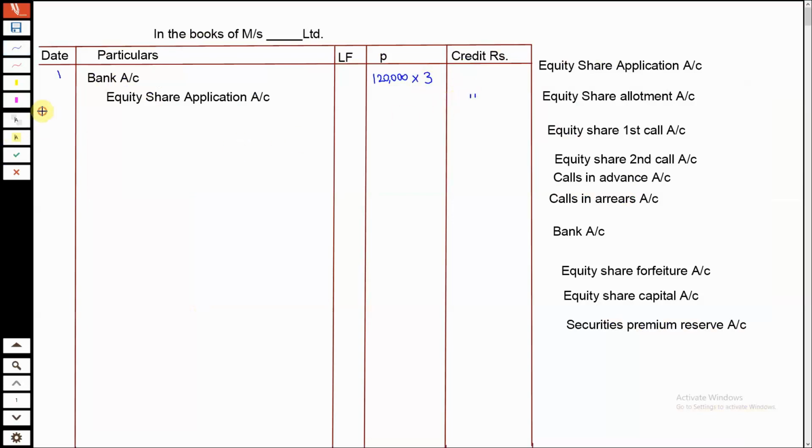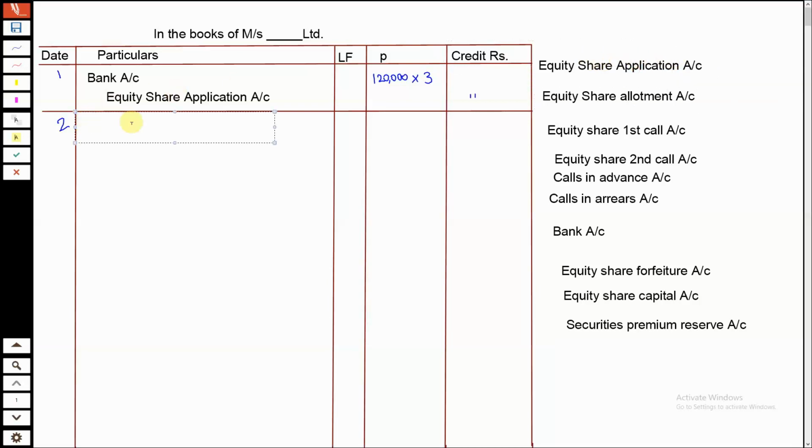So I hope you are clear about the first journal entry, and then we go for the next journal entry, journal entry number 2. Now here the account which we have already credited, that is equity share application account, has to be cancelled, because now it's the time when we are actually allotting the shares. So for this I will have to cancel, meaning the account which was earlier credited will now be debited.